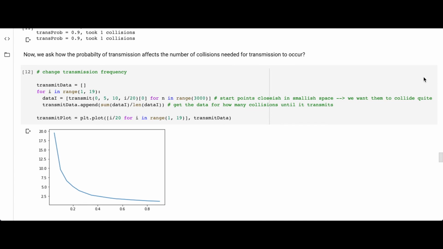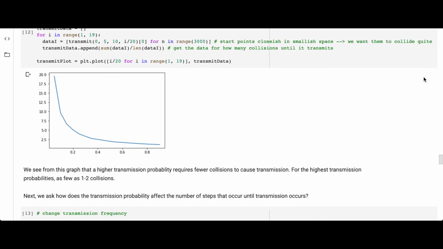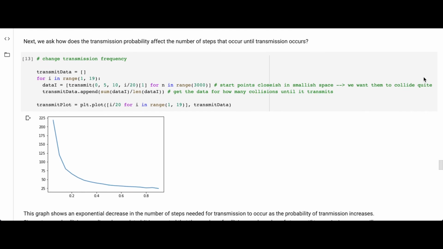In this first graph, we can see that a higher probability of transmission results in less collisions needed for transmission to occur, which makes sense. Next, we ask, how does the transmission probability affect the number of steps that occur until we get one transmission? This graph shows that when the transmission probability is very low, it takes a lot of steps, around 200, for transmission to actually occur. And then when we have a very high transmission probability, there aren't that many steps needed until we get the first transmission.